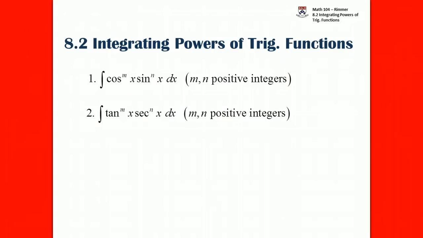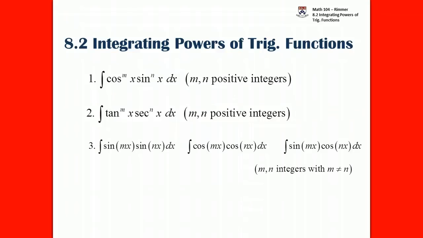Okay. The third type of problem isn't powers at all. It's when you have sine and cosine, but inside the angle, they may be multiplied by different numbers. Sine and cosine, or sine and sine, or cosine and cosine. You can't call that sine squared because the angles are different. One has an mx and one has an nx, and the m and n are different. And we'll save that one for last.